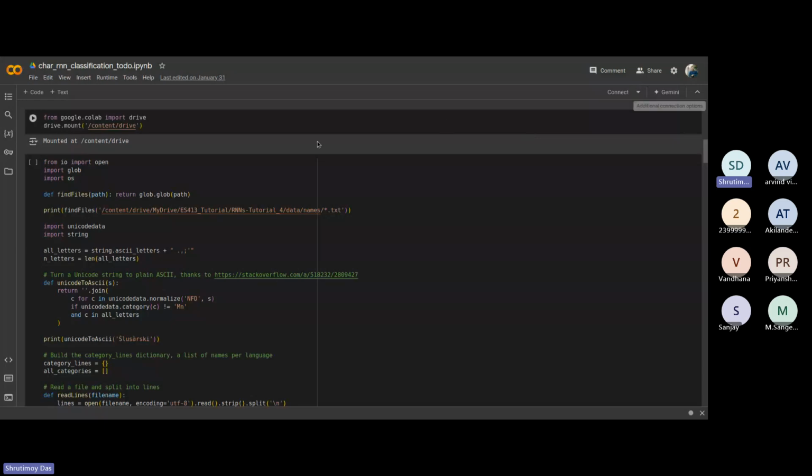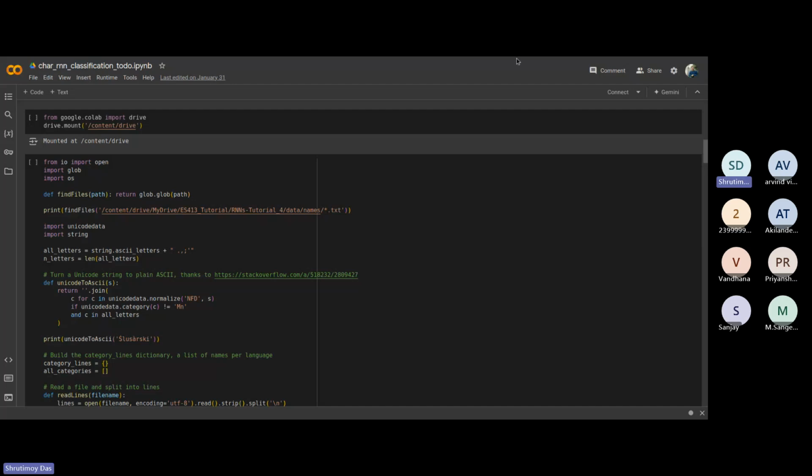So you can find such notebooks in the tutorials of PyTorch. PyTorch has this tab called tutorials, and even TensorFlow does. They give some working notebooks, and you can just run those. The one I'm taking here is a character level RNN.